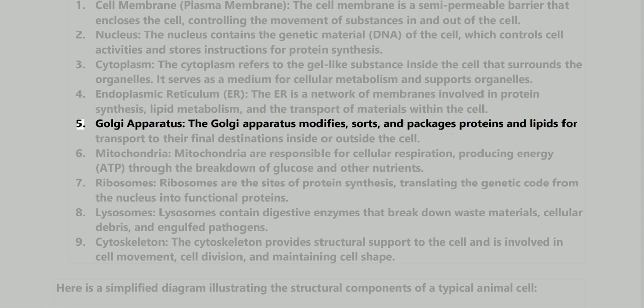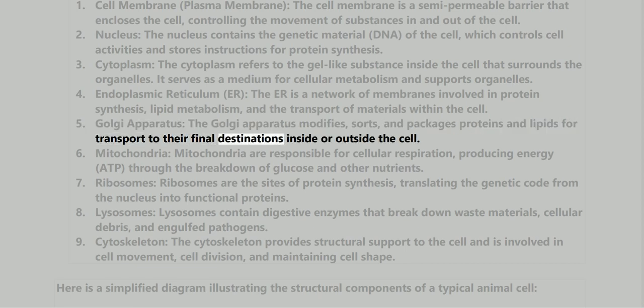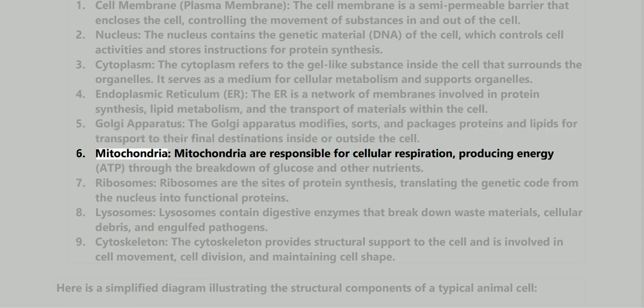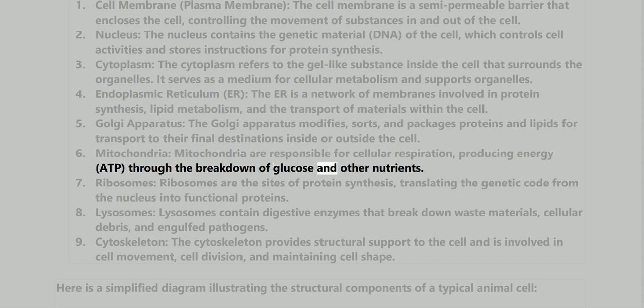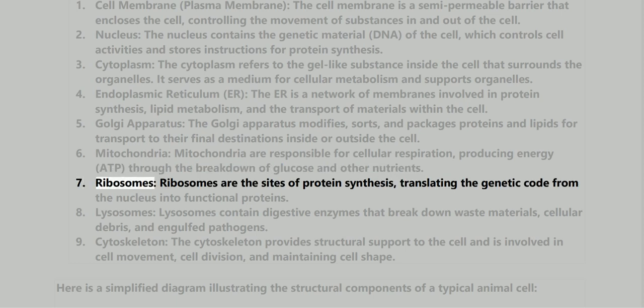5. Golgi apparatus. The Golgi apparatus modifies, sorts, and packages proteins and lipids for transport to their final destinations inside or outside the cell. 6. Mitochondria. Mitochondria are responsible for cellular respiration, producing energy, ATP, through the breakdown of glucose and other nutrients. 7. Ribosomes. Ribosomes are the sites of protein synthesis, translating the genetic code from the nucleus into functional proteins.